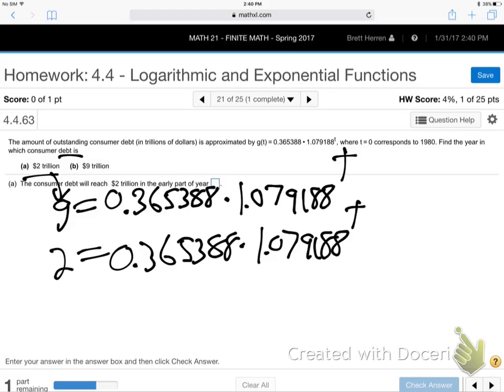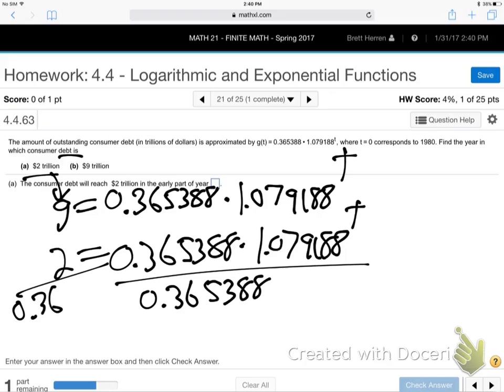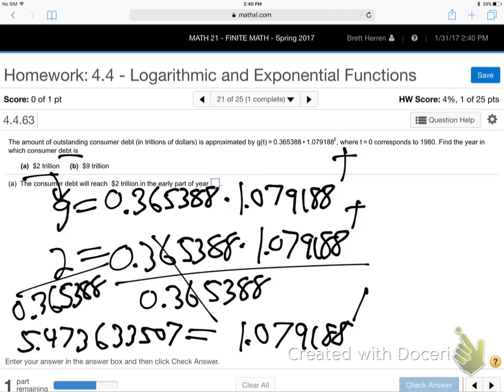Good idea. Let's divide by that big old ugly number there. 2 divided by 0.365388. I'm getting what? 5.473633507. I always use as much accuracy as you can, as many decimals as your calculator will give you when you're still in the middle of the problem and you have more steps to go. You guys hear me? Don't round too abruptly in the middle of a problem. In the middle, use all you can to get the right accuracy by the end. Don't round in the middle.